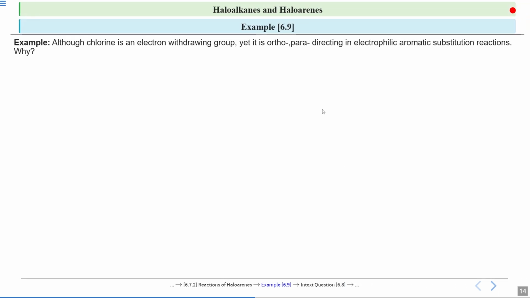Okay, let's solve an example. Example 6.9. Although chlorine is an electron withdrawing group, yet it is ortho-para directing in electrophilic aromatic substitution reactions. Why? You have to explain why chlorine is an ortho-para directing group in electrophilic aromatic substitution reactions, while it is an electron withdrawing group. Still, it is ortho-para directing. Why? You have to explain it. I'll give you some time, try to analyze this question, and then we will see the correct answer.